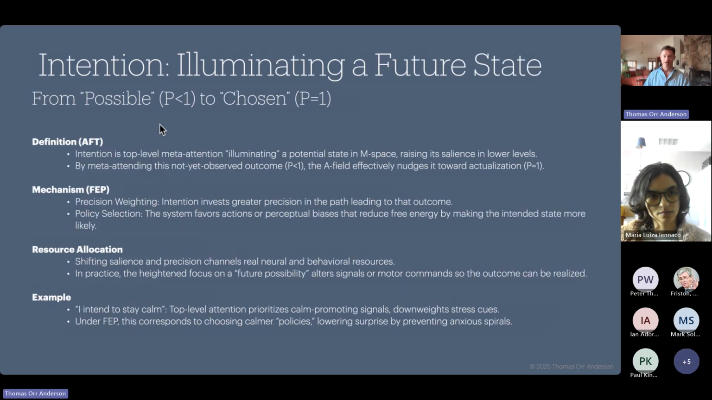And intention is another important topic in considering conscious phenomena, and that would be when something goes from possible to chosen. A provisional definition is that intention is a top level meta attention illuminating a potential state in M space, thus raising its salience in lower levels. By meta attending this not yet observed outcome, the A field is effectively nudging it toward actualization. By illuminating it, we essentially, in this framing, lend a sort of force driving it outward toward the p=1 surface.